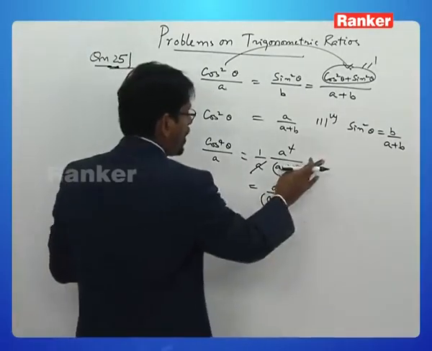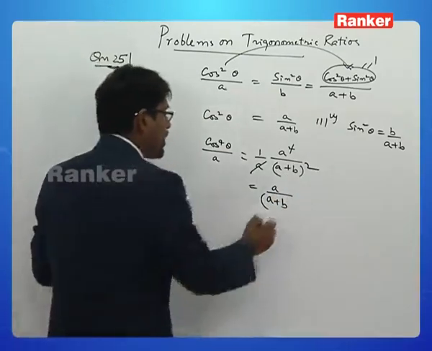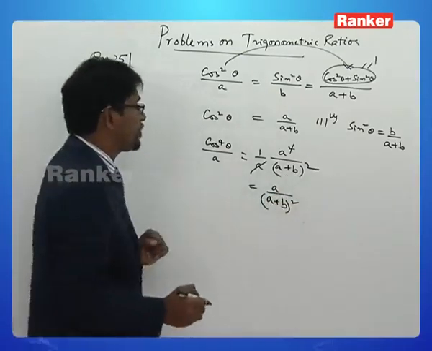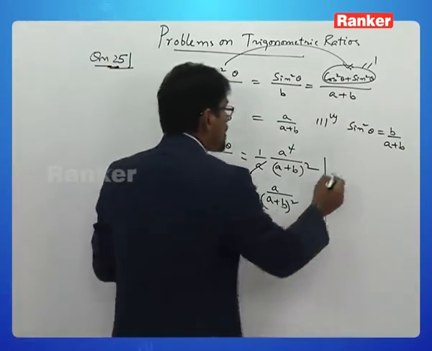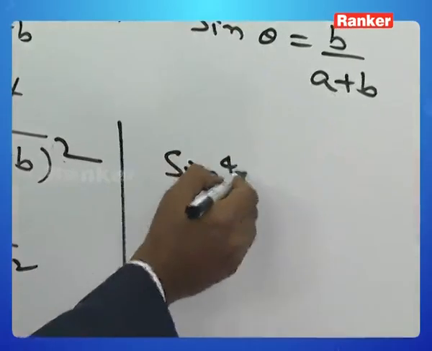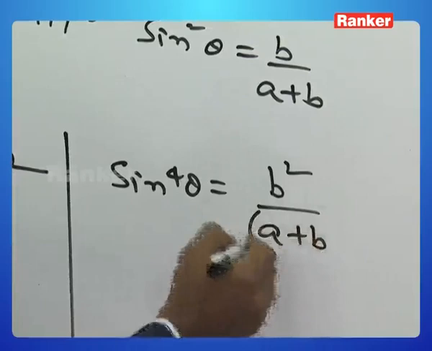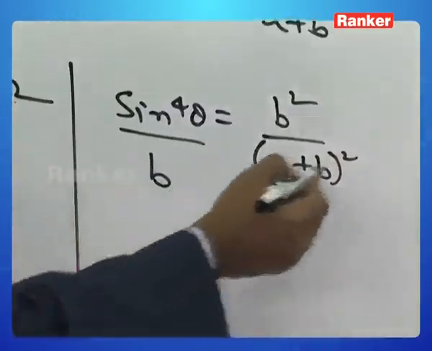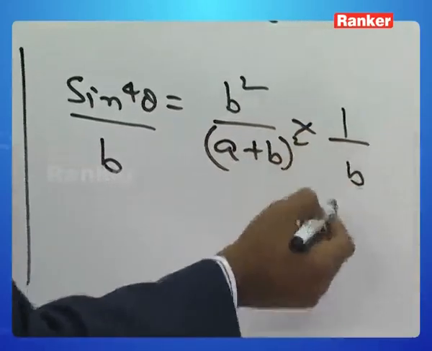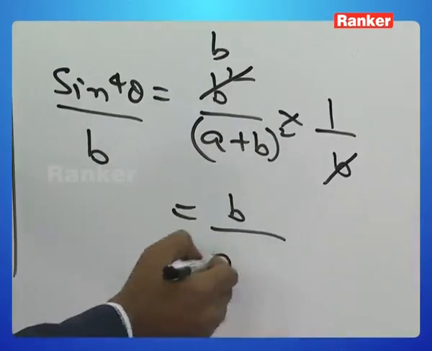Oh sorry, square here. A by A plus B whole square. Coming to this, sin power 4 theta will be equal to B square by A plus B whole square. But you want sin power 4 theta by B, so divide by B, it's 1 by B. One B will cancel. You will have here B upon A plus B whole square.